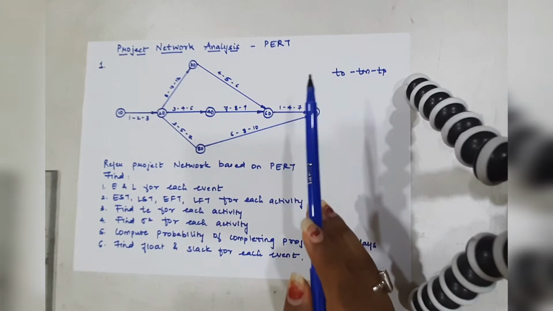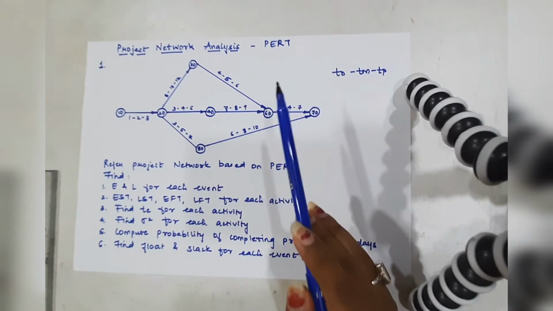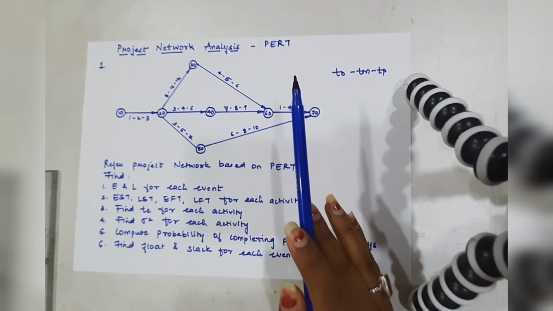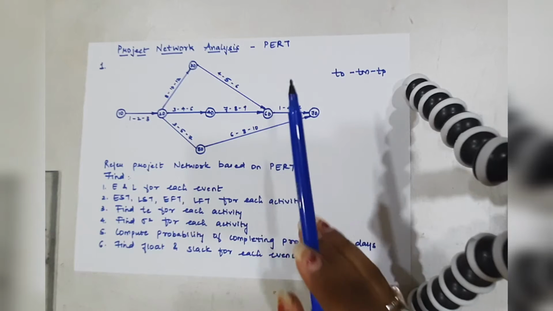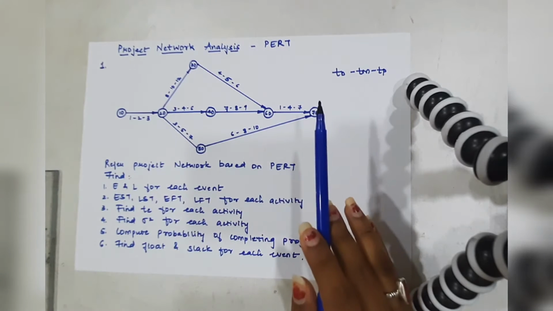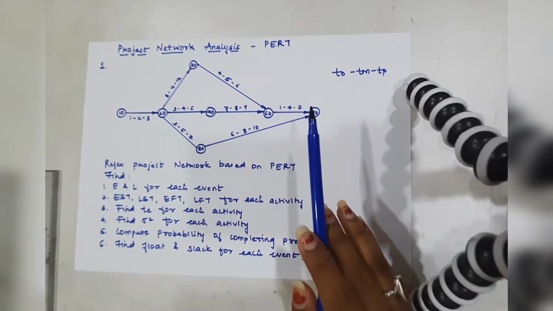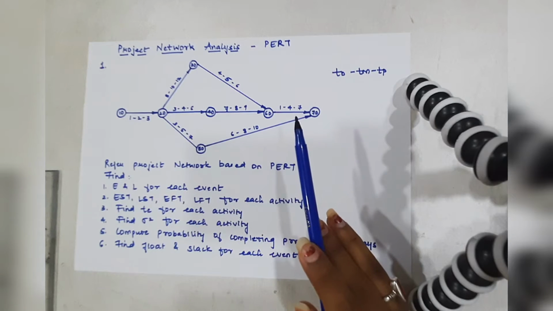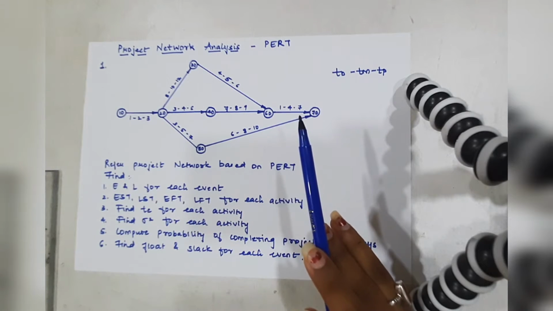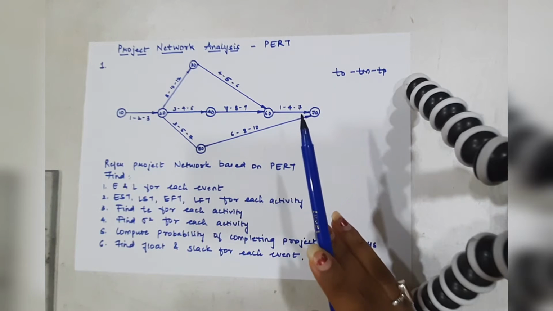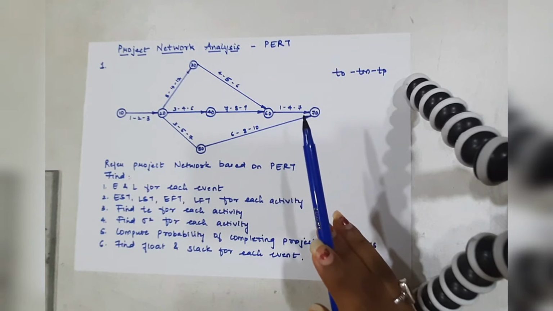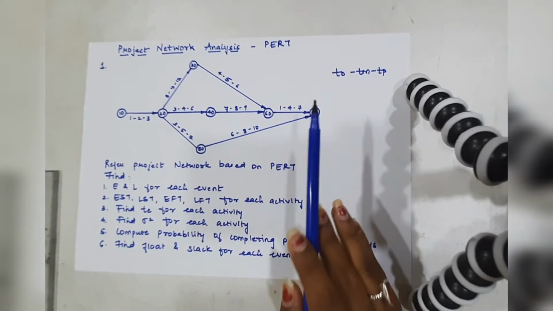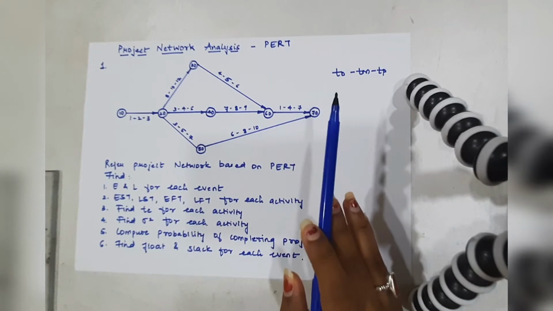Whereas T suffix P is nothing but the pessimistic time estimate. It is the maximum possible time for the activity completion, and it takes into consideration all the uncertainties, delays and setbacks, like various major setbacks or problems. It could be any environmental problem which can take place or any labor strike. So all these things are considered in the pessimistic time estimate.